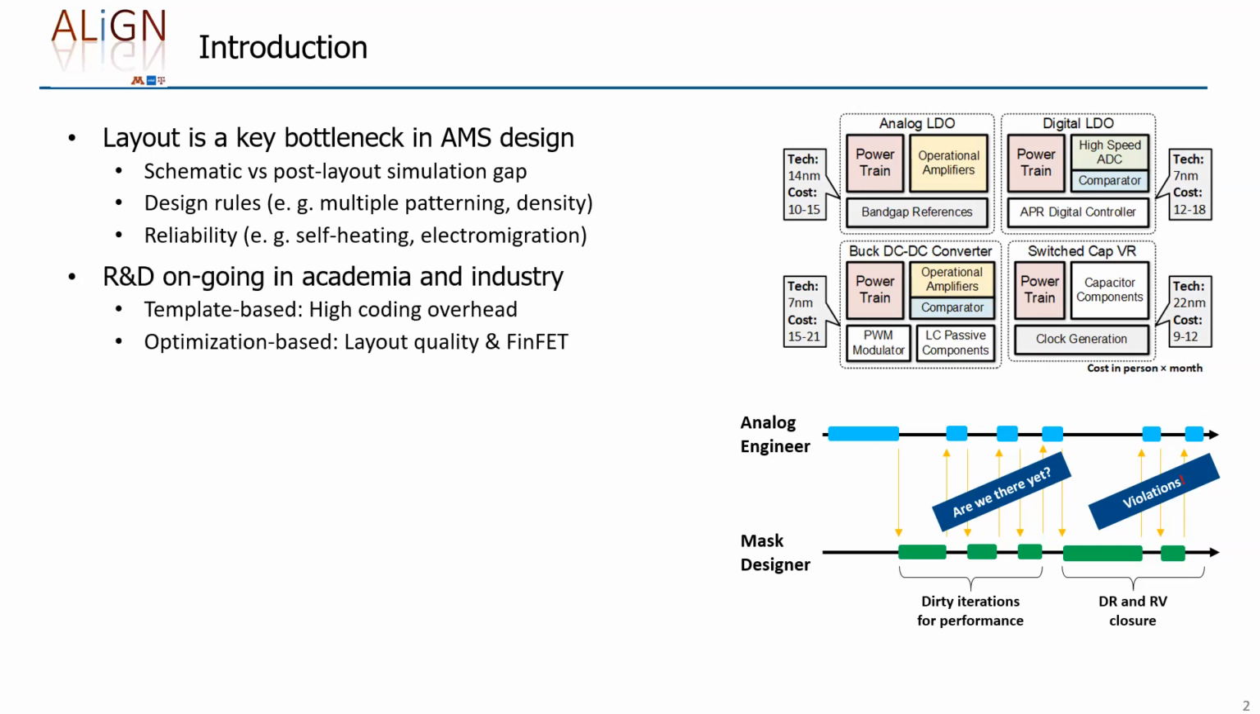Despite its long history, there's active research and development going on both in academia and industry, thanks to DARPA. If you look at it broadly, the previous work can be categorized as template-based on one hand, and optimization-based on the other. Template-based approaches can generate really high-quality layout, which has been shown in silicon. However, it comes with a high coding overhead. On the other hand, optimization-based techniques significantly reduce this overhead, down to device or device array generators that Sachin already mentioned. But then, of course, the question is, how can we push the layout quality?